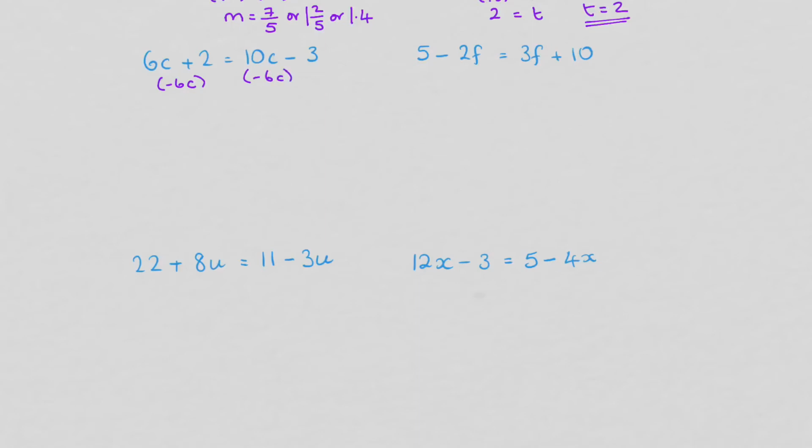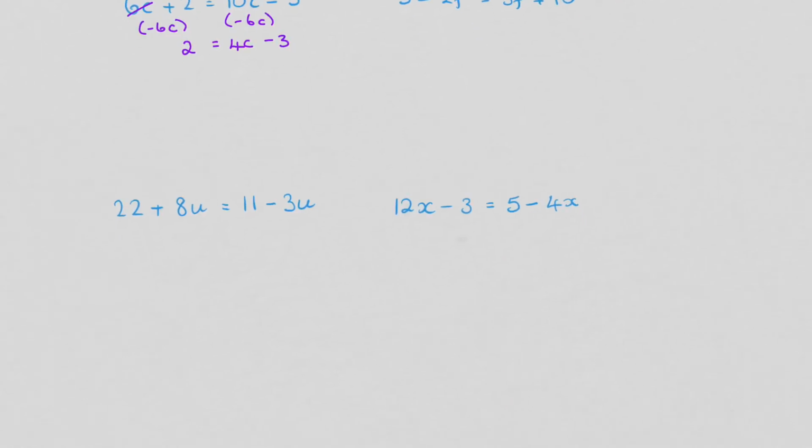So on the left-hand side, once the 6c's gone, you've still got 2. On the right-hand side, you've got 10c take away 6c is 4c. And then you've still got a minus 3. So this is our new equation now. 2 equals 4c minus 3. We know how to deal with this. We're going to add 3 to both sides. So that gives us 5 equals 4c. And then divide by 4, because we've got 4 times c there. So 5 over 4 equals c.